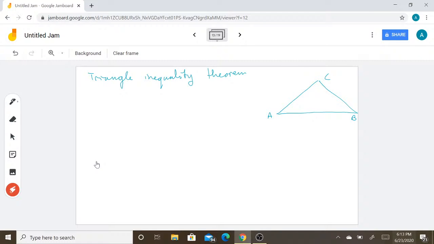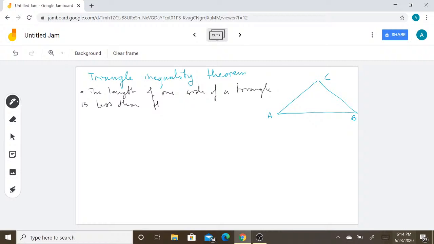So our next theorem has to do with triangles and inequality within triangles. So the triangle inequality theorem states that the length of one side of a triangle is less than the sum of the lengths of the other two sides.